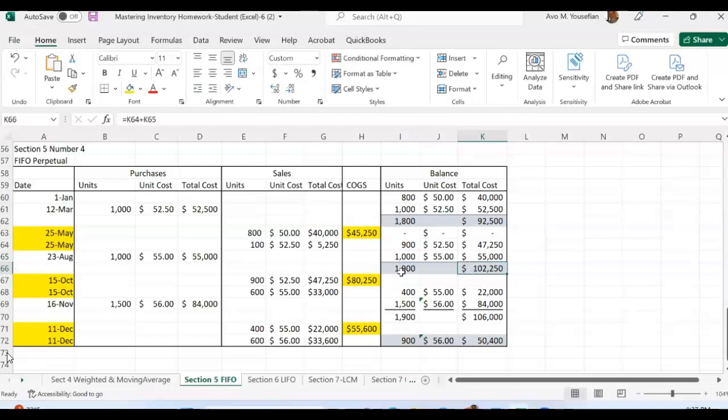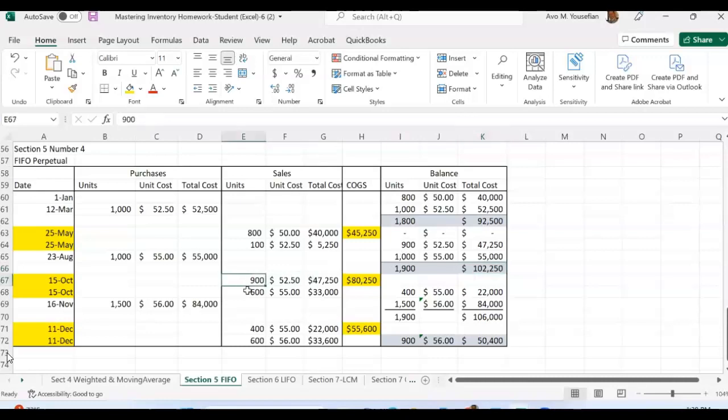So now how many layers do you have? You have 1,900 units coming from these two layers, and the total cost is $102,250 coming from those two layers. That's so far so good, but you sold 1,500 units. Where is that 1,500 units coming from? You go from first in, first out. Remember first in, first out? Do you have the first layer 1,500 units? No, you don't. That's fine.